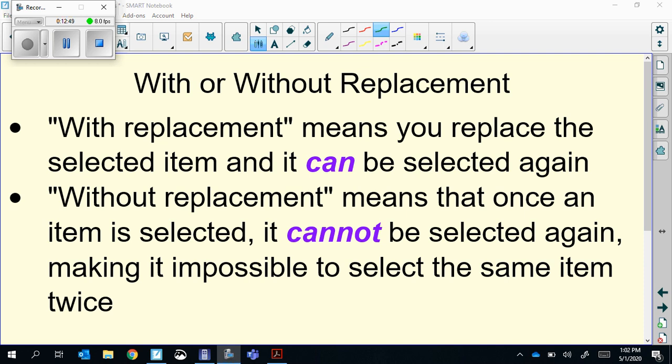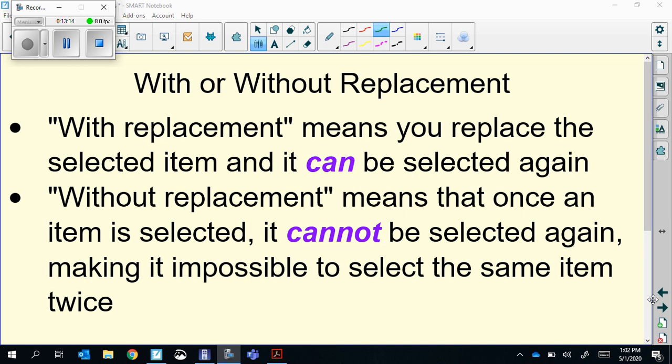If you can select it again, then that is with replacement. And if you cannot select it again, that will be without replacement. It's like once you select it, you've removed it from the bag. Think about if a teacher uses popsicle sticks or name cards, and then once they've called on you, you set it aside, you cannot be called again. It's been removed. There's less things to choose from there.